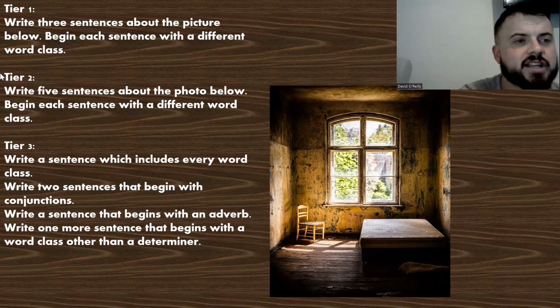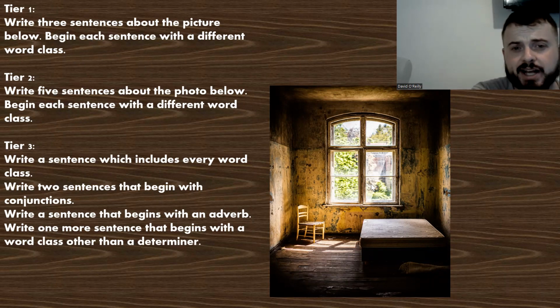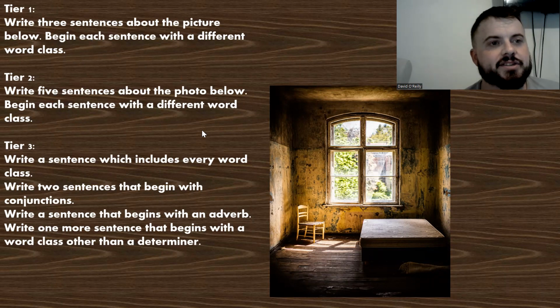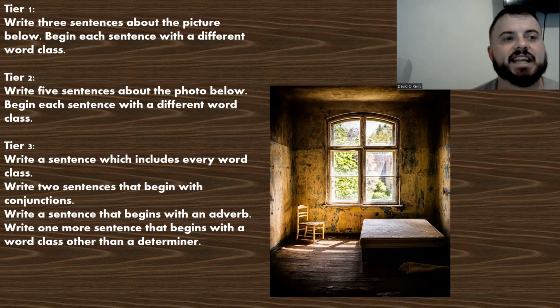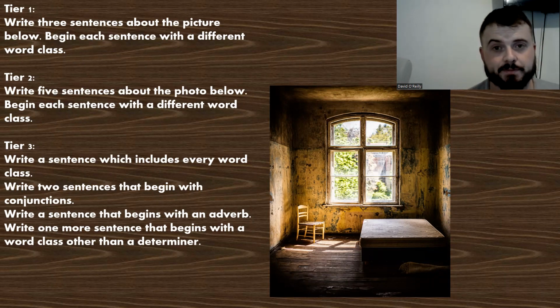All right, so tier 1 is write 3 sentences about the picture below. It's not really below, it's to the side here. Write 3 sentences about the picture below. Begin each sentence with a different word class. So 3 sentences, each sentence starts with a different word class.